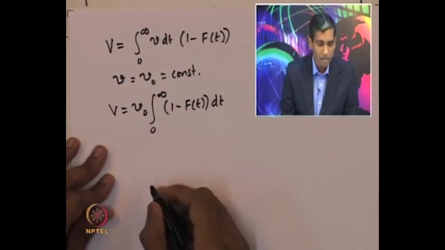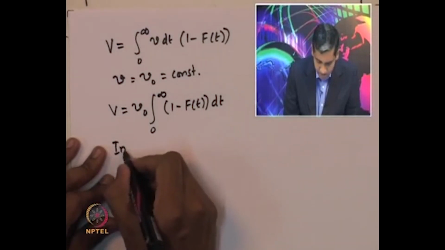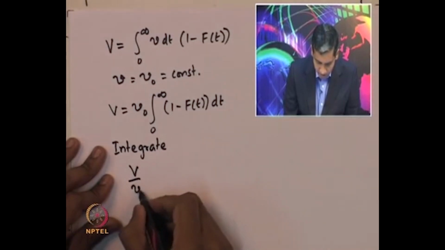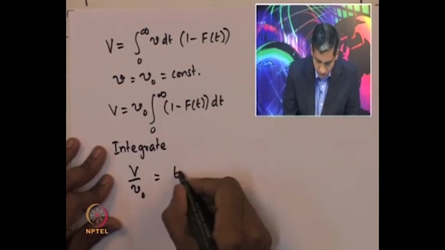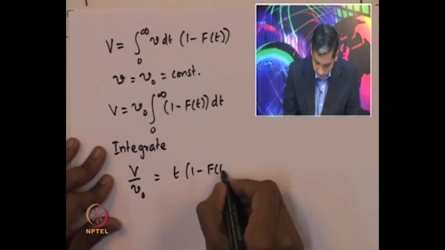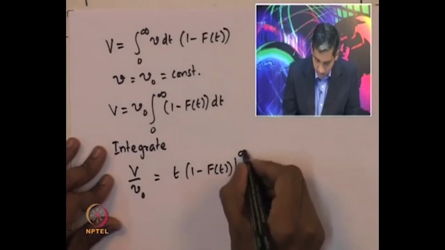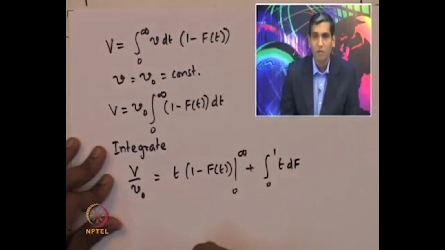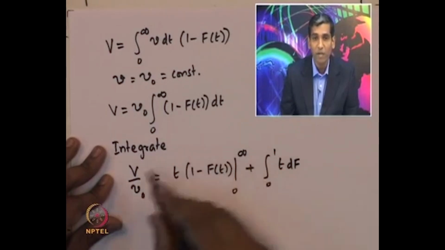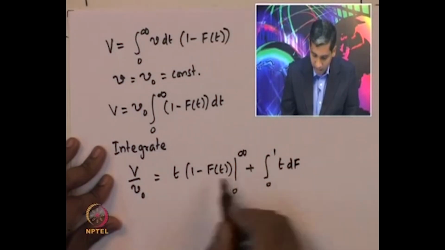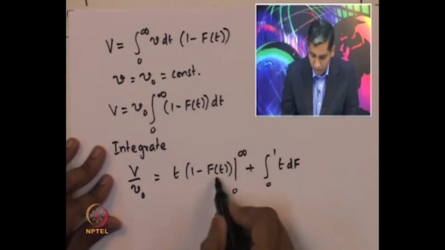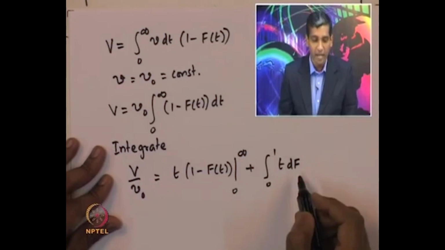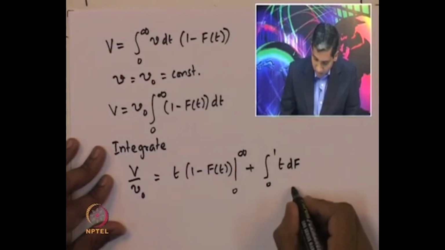So, now we can integrate this by parts. If we integrate, we will find that V by V naught is equal to t into 1 minus f of t, limits 0 to infinity, plus integral 0 to 1 t df. This is basically when we do an integration by parts, we split the integral into two sections: t into 1 minus f t evaluated between 0 and infinity, and 0 to 1 t times df. Okay.